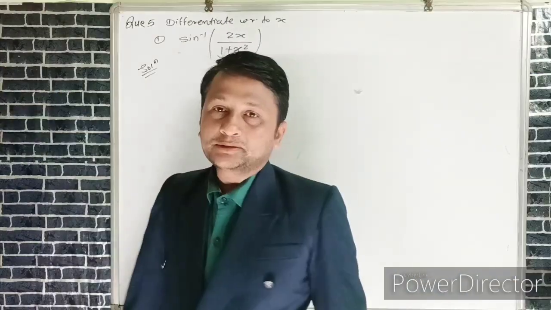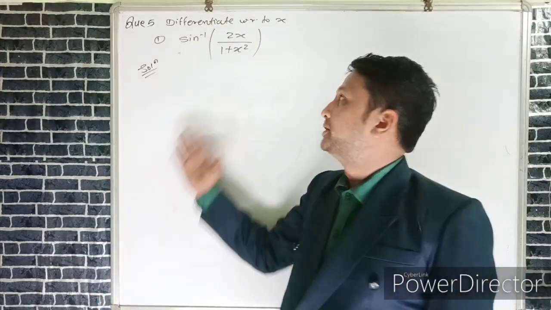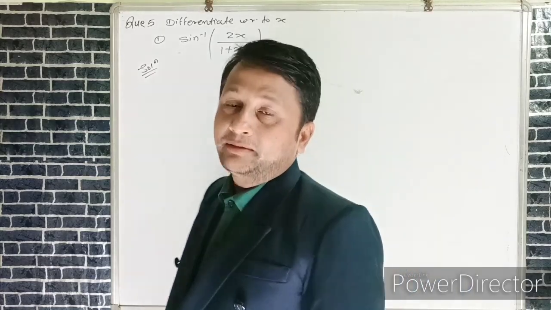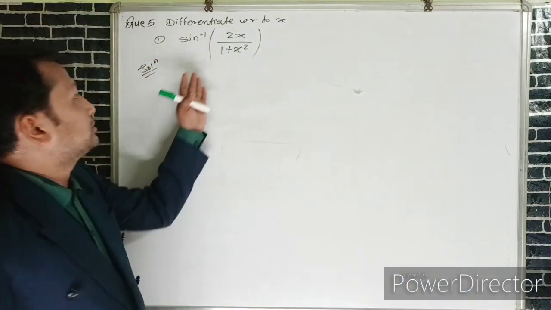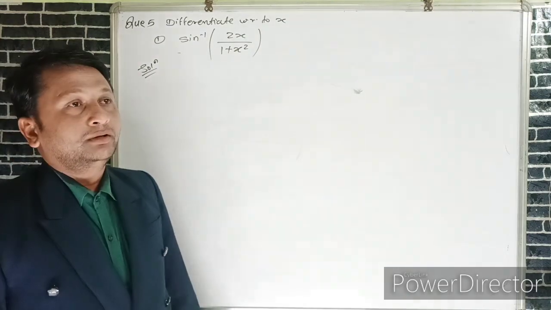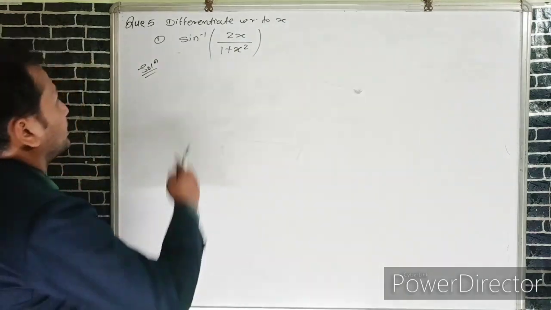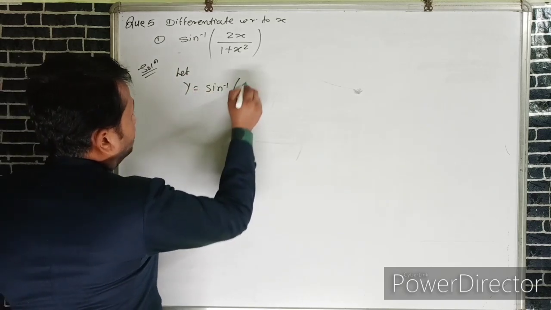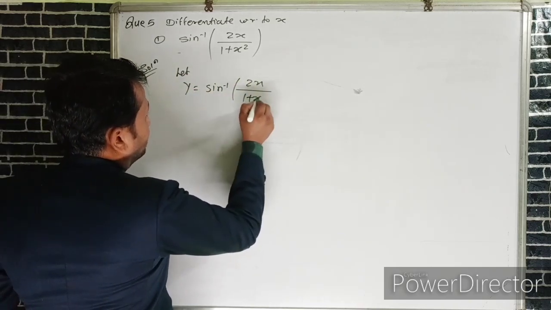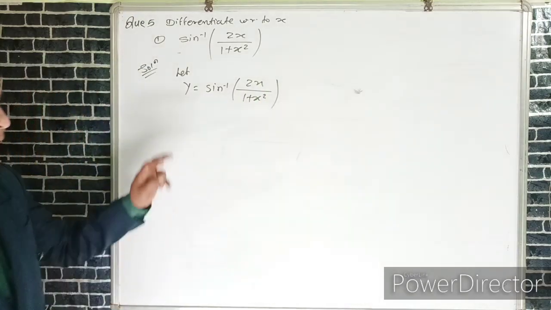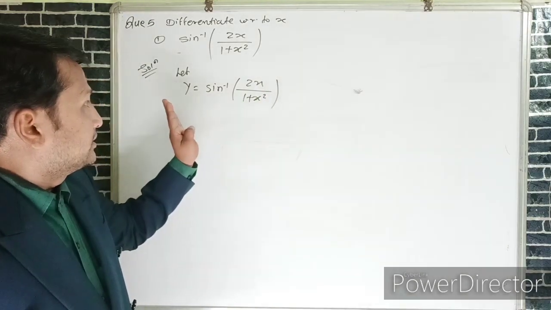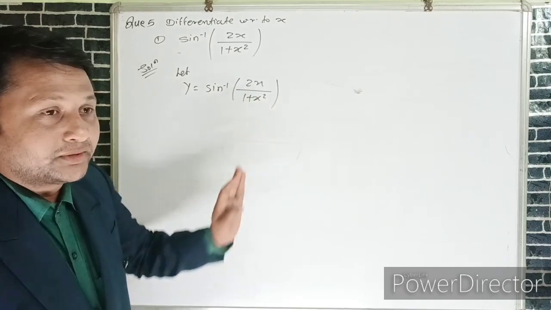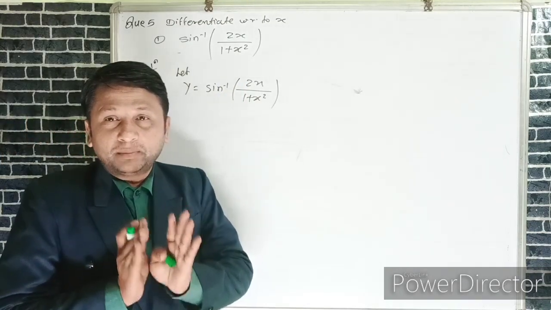Now we start the next question, question number 5: differentiate with respect to x. The given function is sin inverse of 2x upon 1 plus x square. First we consider y is equal to sin inverse of 2x upon 1 plus x square. And we know that this function 2x upon 1 plus x square is in the form of a substitution, in the table of substitution.